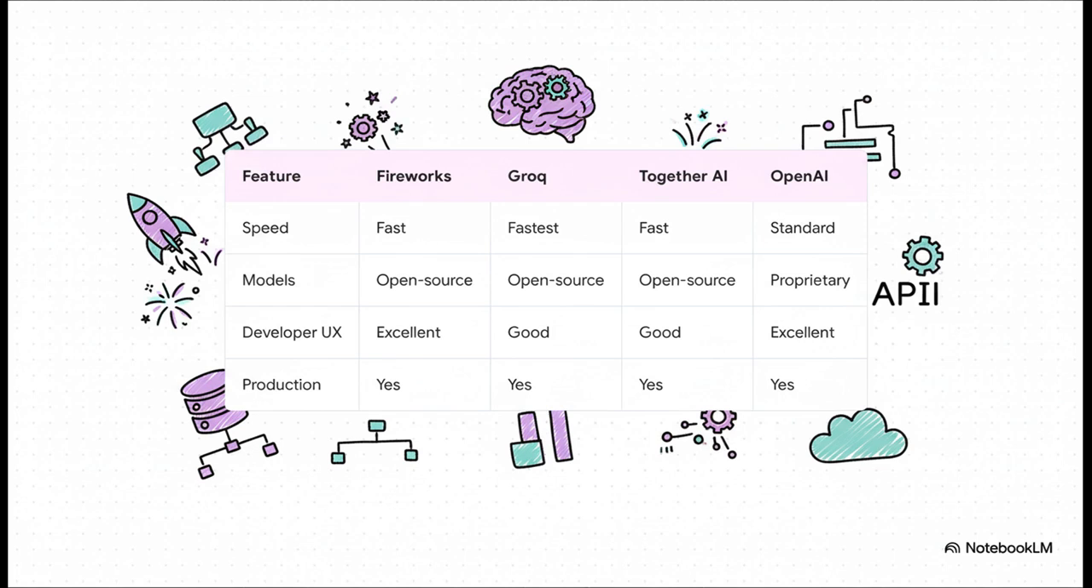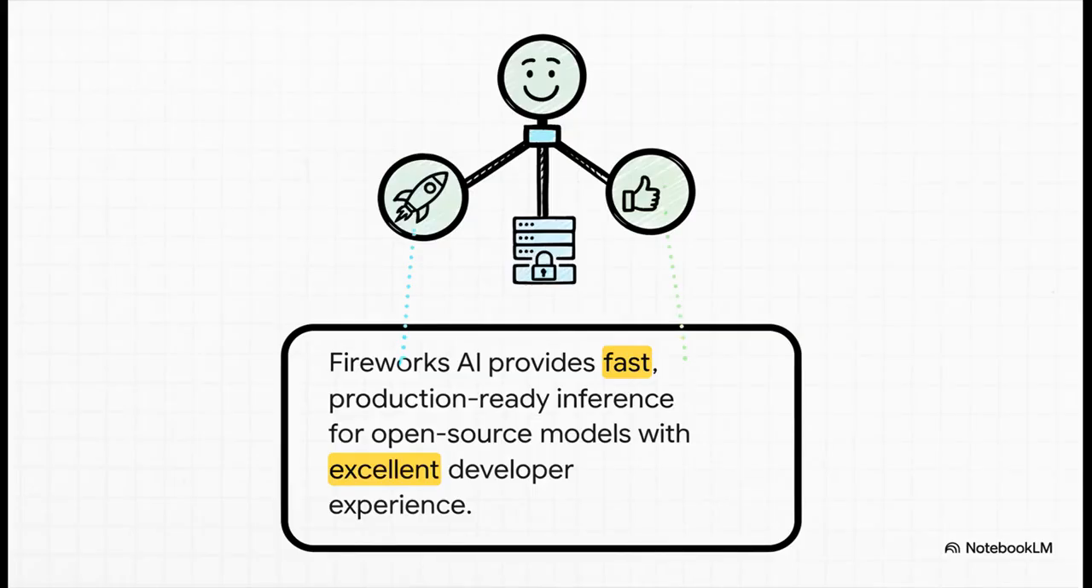And right in the middle, you have Fireworks, carving out this perfect sweet spot. It gives you very fast access to the whole universe of open source models with a developer experience that everyone raves about. It's for the people who want that open source freedom without the infrastructure headache. So really, when you put it all together, the key takeaway is that Fireworks offers this incredibly powerful, balanced solution. It's not just another API, it's a platform that's designed to completely remove the infrastructure barrier, letting you build amazing things with open source AI in a way that developers just love.